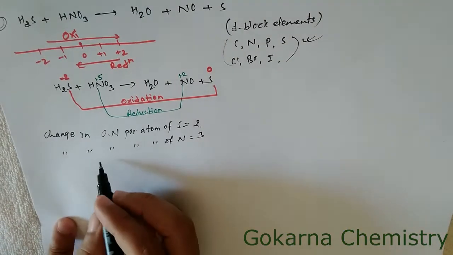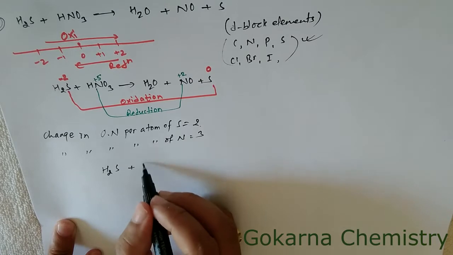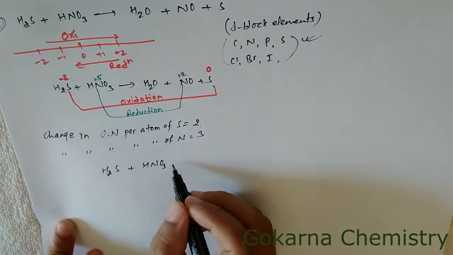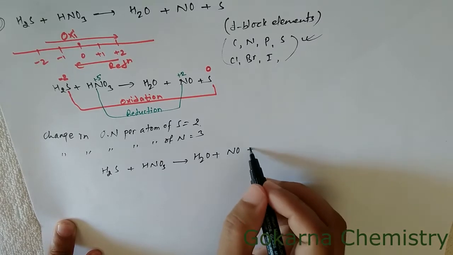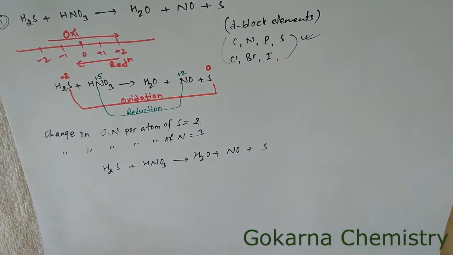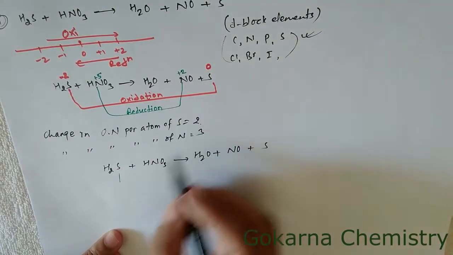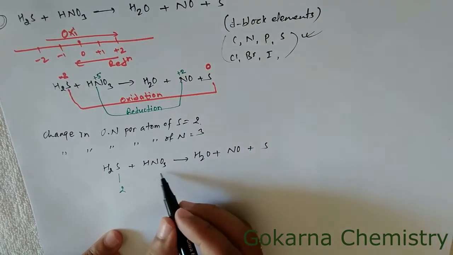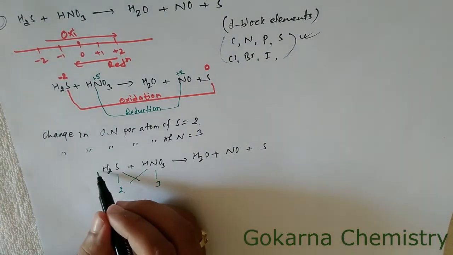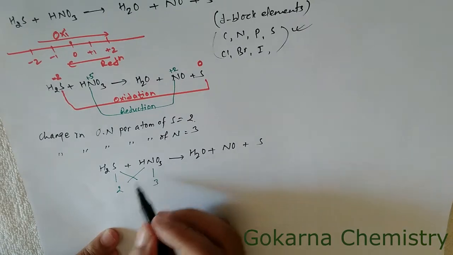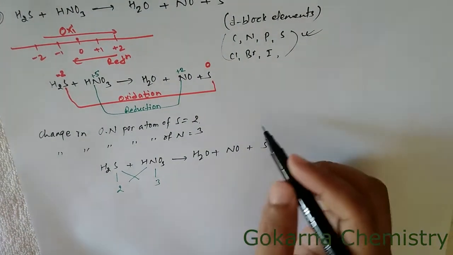Now I am taking the chemical reaction here, again: H2S + HNO3 gives H2O + NO + S. Here the change in oxidation number for sulfur is 2 and for nitrogen is 3. Now we have to crisscross. This 3 goes to H2S and 2 to HNO3. Now write the chemical reaction here. I'm writing here.